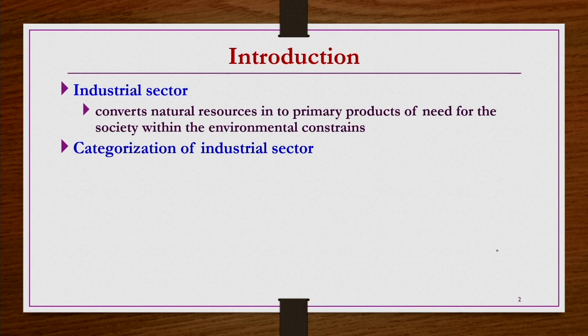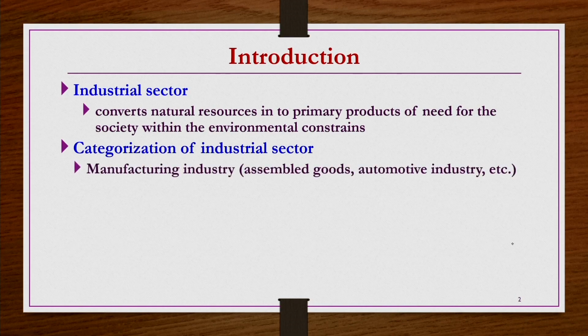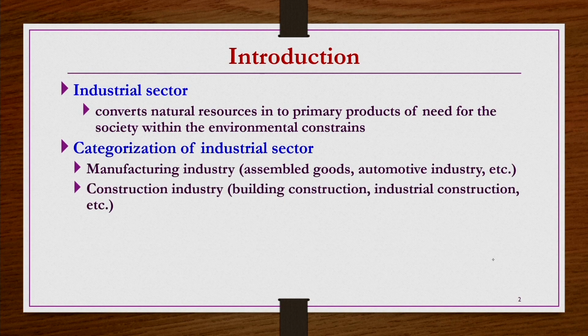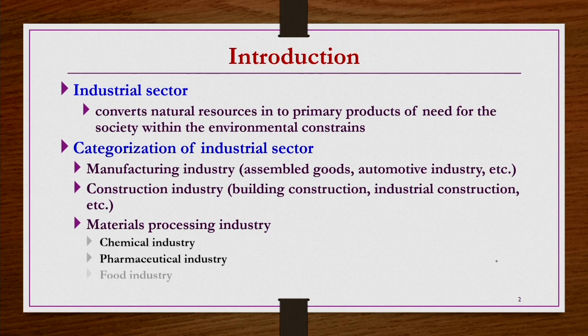Briefly, we may classify the industrial sector into the manufacturing industry, where assembled goods, automotive industries, etc. are involved. Then we have the construction industry, where building construction, industrial construction, etc. are involved. Third, and very important to this course, are the material processing industries. Under these we have many industries, like the chemical industry, pharmaceutical industry, food industry, metallurgical industry, petroleum industry, textile industry, and so on. Many other kinds of material processing industries are there.